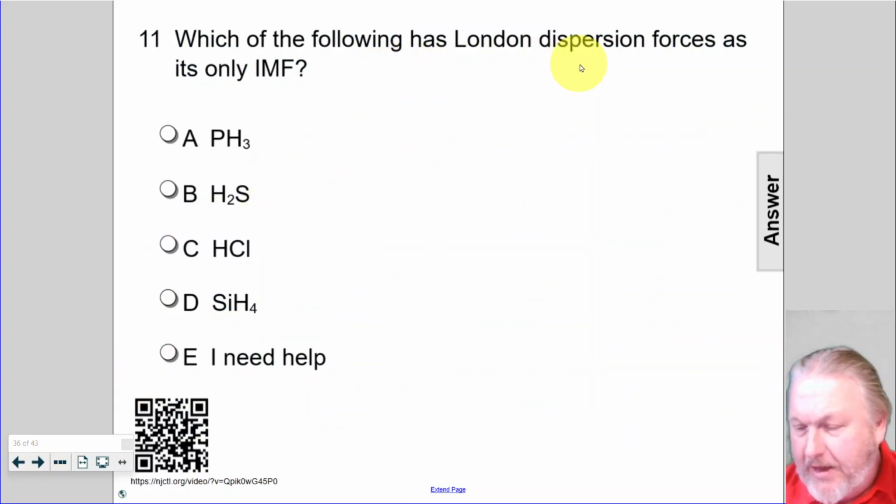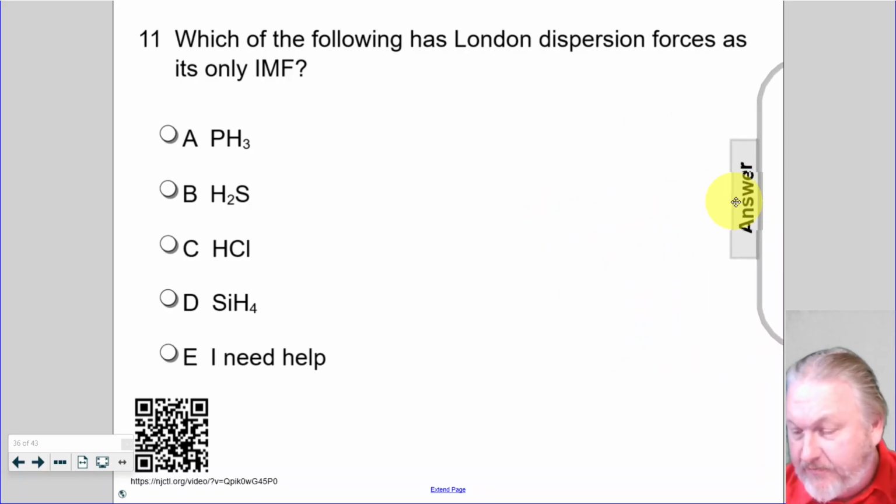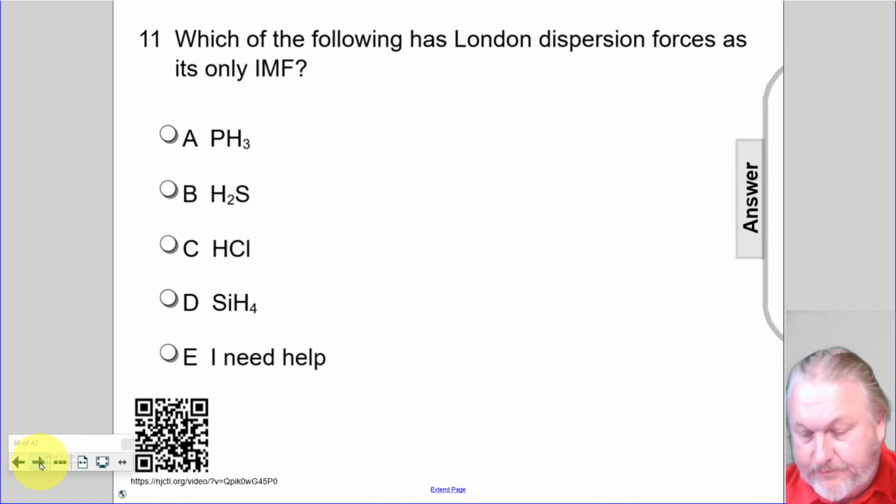Which of the following has London dispersion forces as its only IMF? So we're looking at a big molecule, something that's not polar, PH3. I think that would be D, silicon tetrafluoride. And it is.